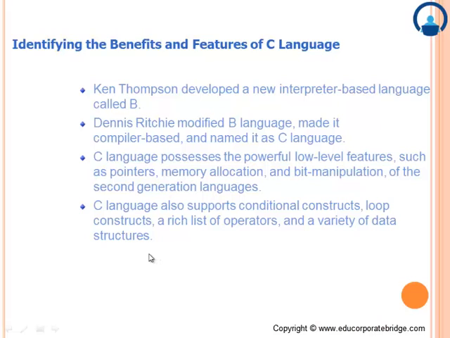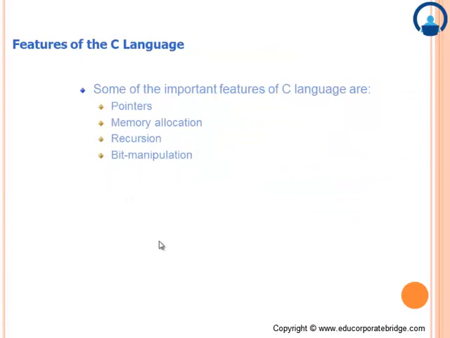Point number 2 is defining the characteristics of the second generation. We know that computers have evolved in many generations: first generation computers, second generation computers, third generation computers. In the same way, C language supports some of the features of second generation languages, and it also supports some of the features of third generation languages. Okay, so here are some of the features of C language: pointers, memory allocation, recursion, and bit manipulation.